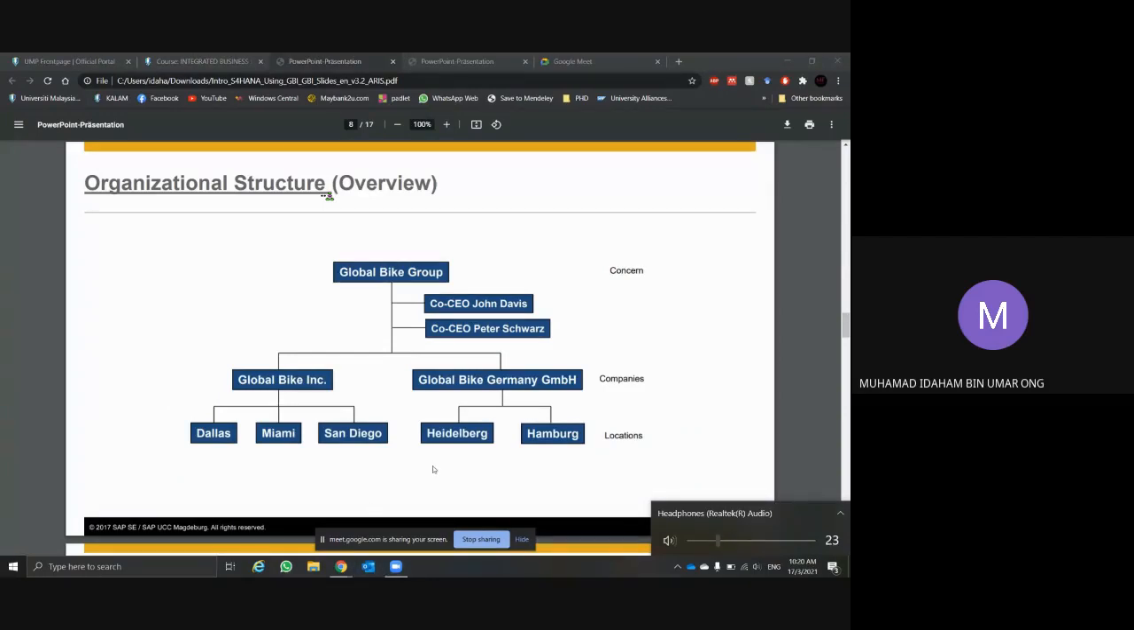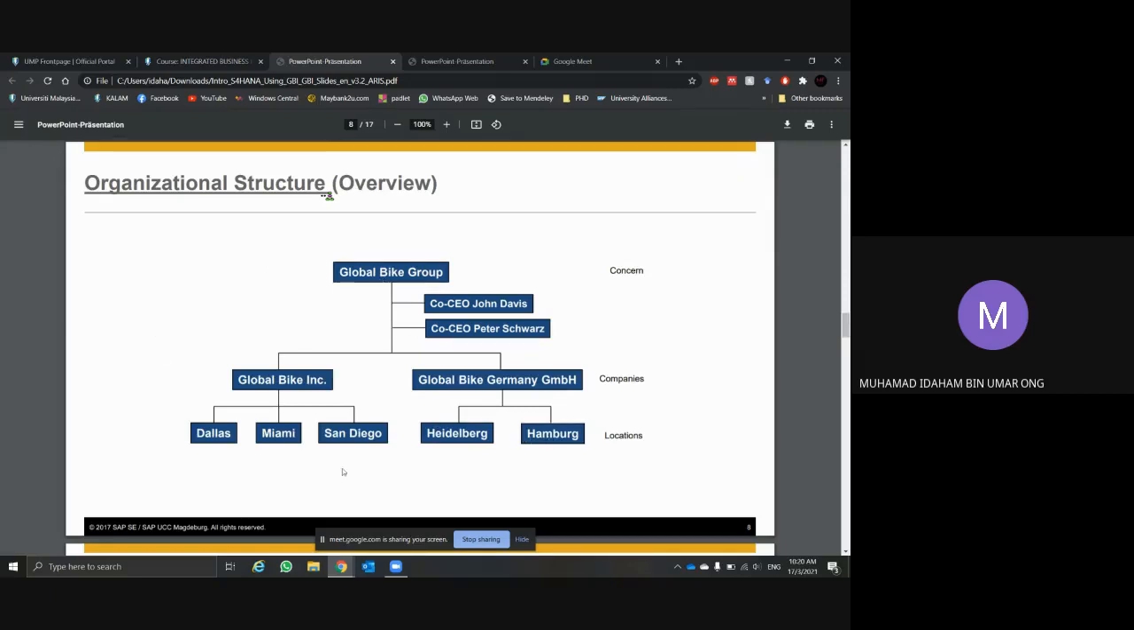Okay, now we continue. If you look here, Global Bike Group is basically the overall company organization, and then it's being broken down into two: GBI, that is going to be in the US, and also Global Bike Germany GmbH, that is going to be in Germany. Different locations in Dallas, Miami, San Diego, Heidelberg, and also Hamburg.